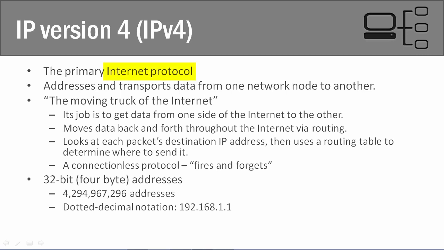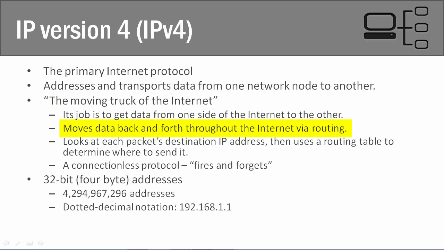So what is IP? Well, IP stands for the Internet Protocol, like I just said, and it's really the primary protocol for moving data across the internet from one network to the next. So when we're talking about moving data over wide area networks, that's what this is all about. And we call this the moving truck of the internet because this is all about moving data from one network to the next across wide area networks.